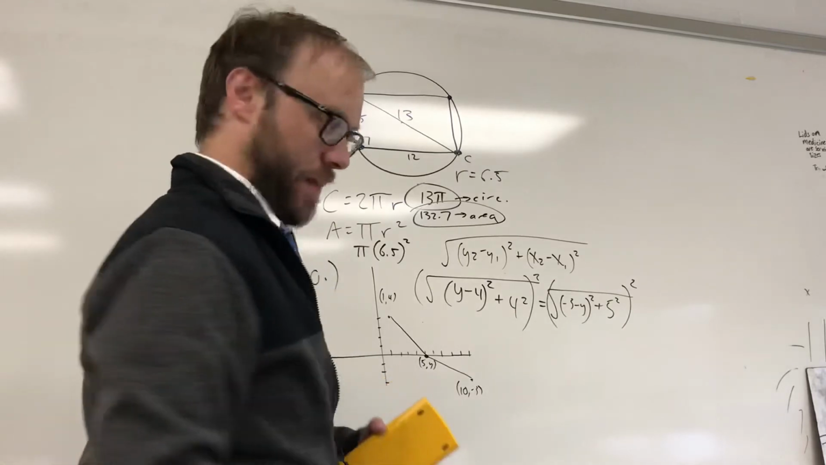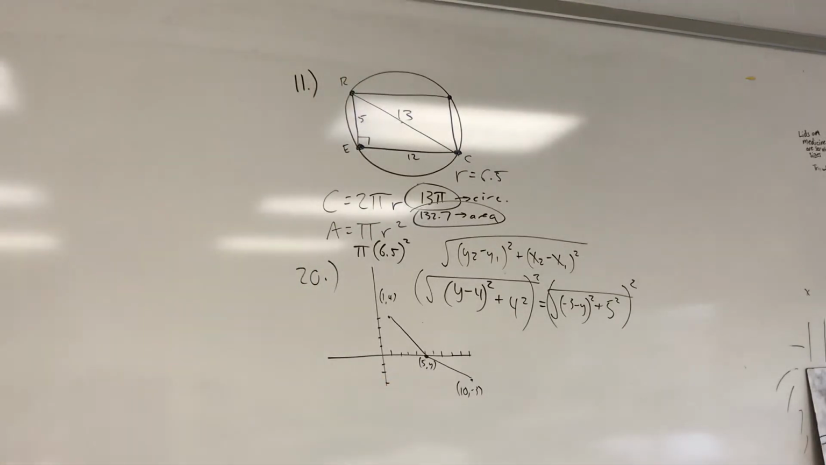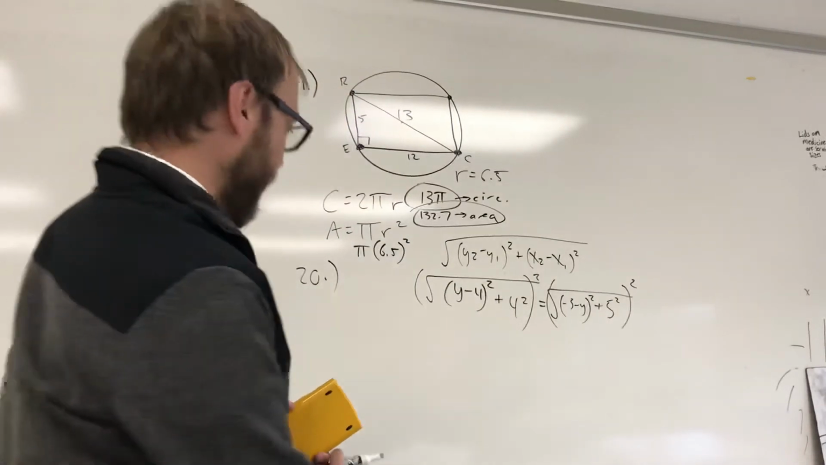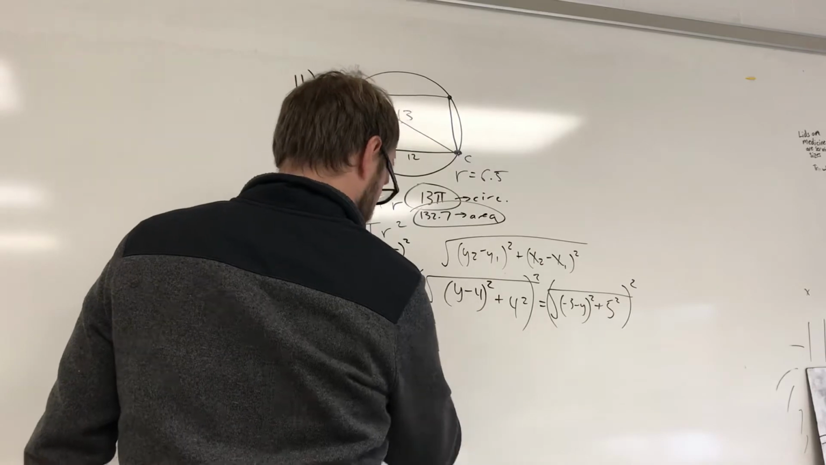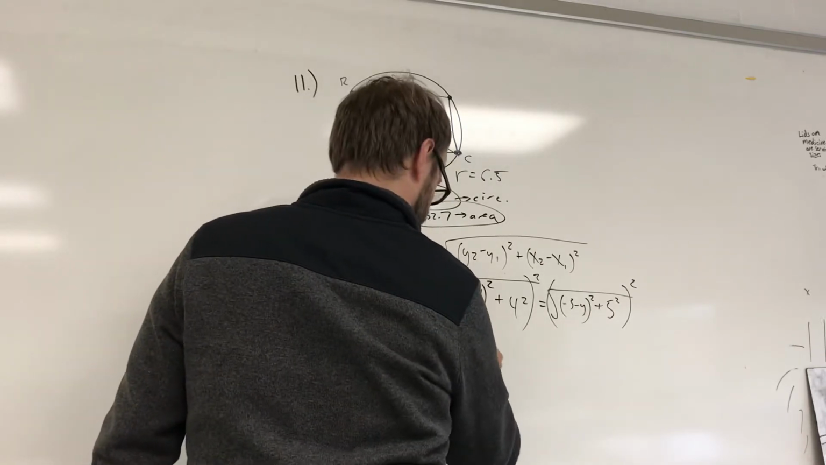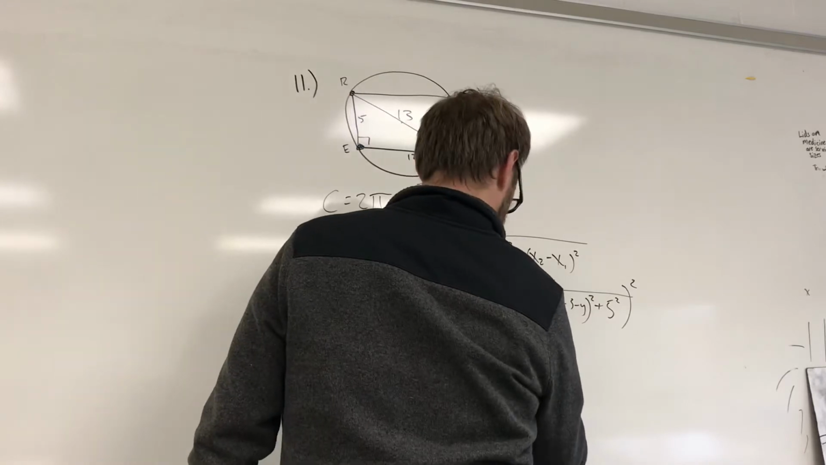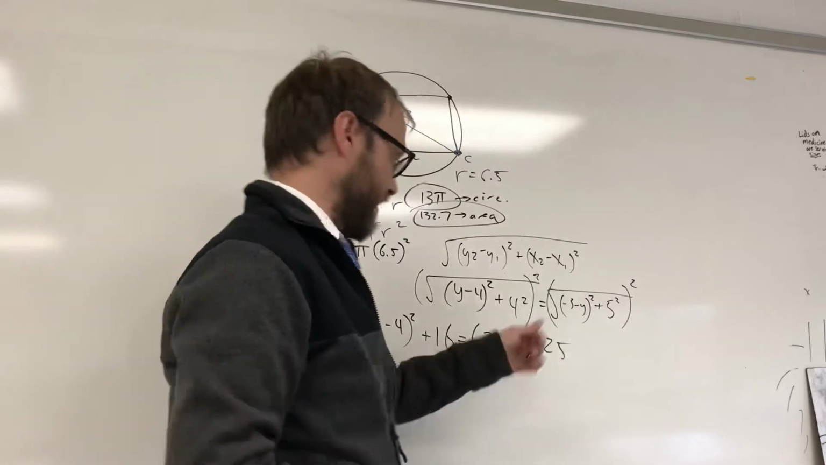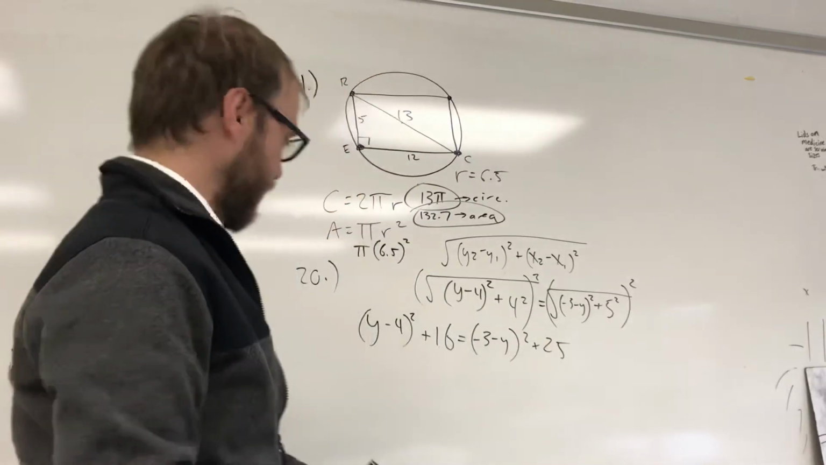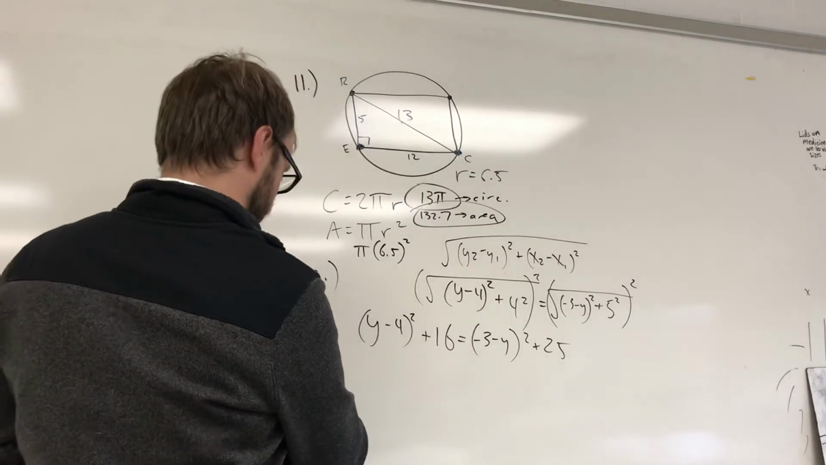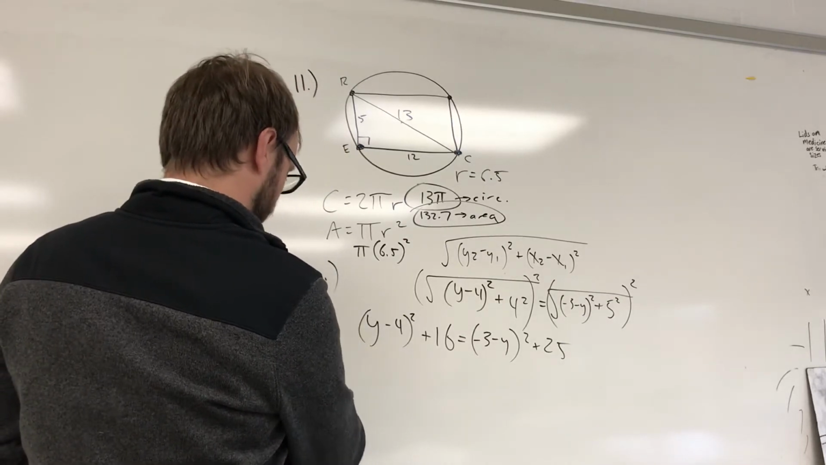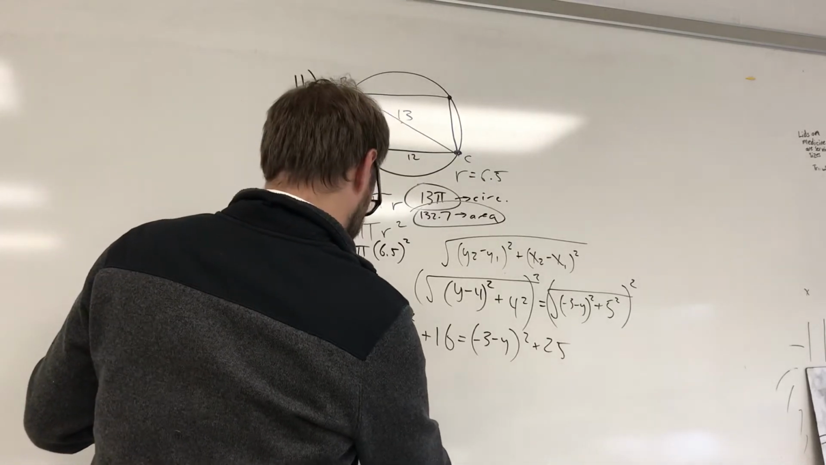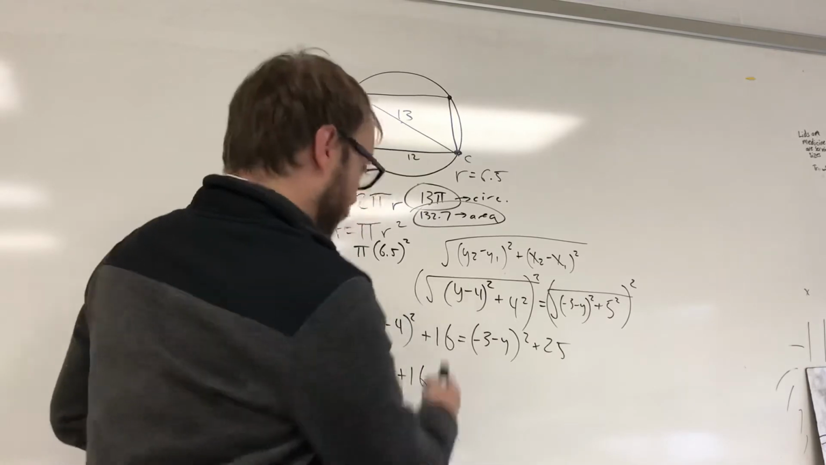Anyway, running out of room here. Anyway, if we square this, we're going to get (y minus 4) squared plus 16 is equal to (-3 minus y) squared plus 25. And notice, we just have y's in the equation now. It's one variable. Should be able to solve it. This is FOIL. That's quantity y minus 4 times the quantity y minus 4. That's going to be y squared minus 8y plus 16, plus another 16.